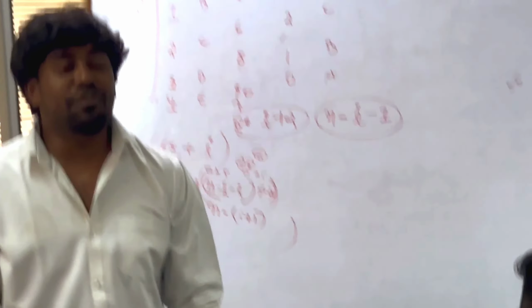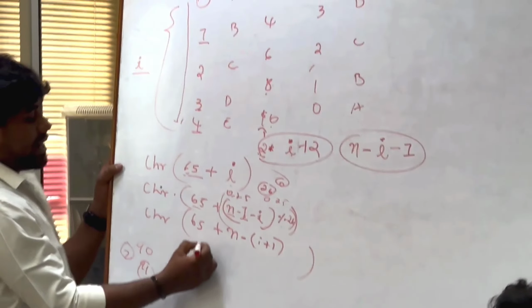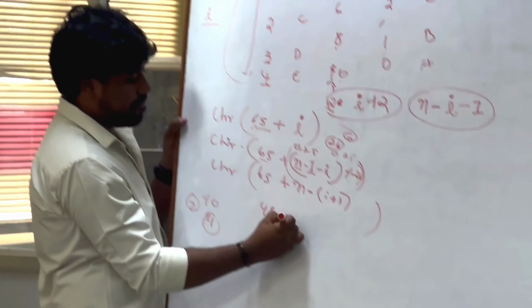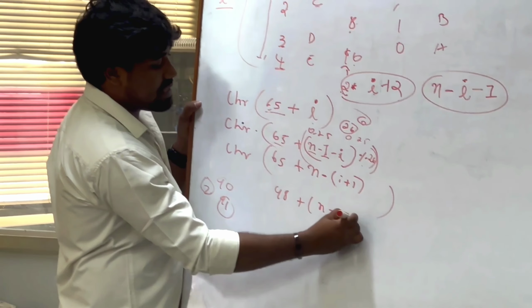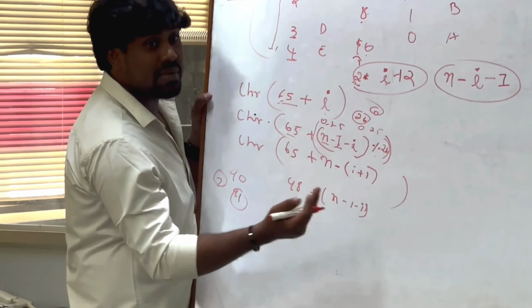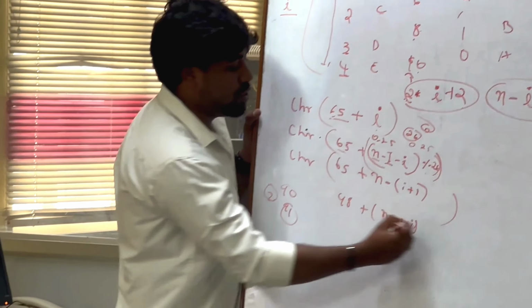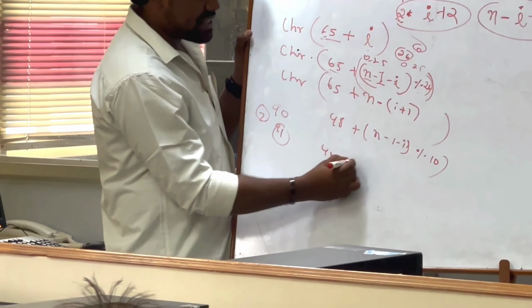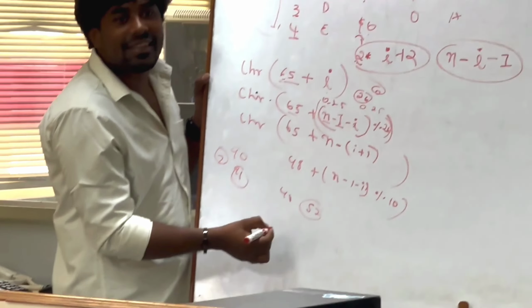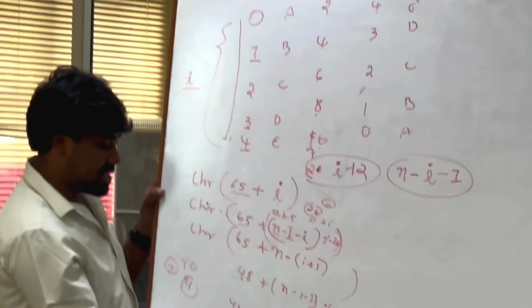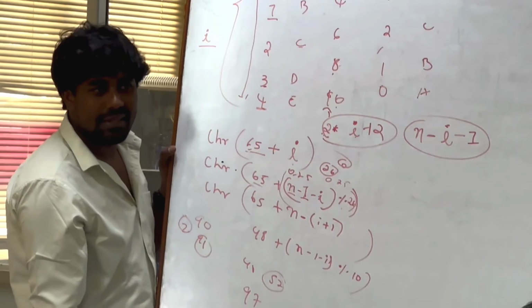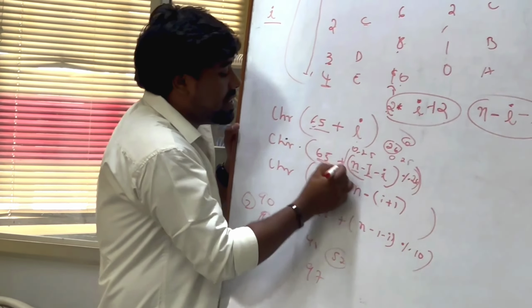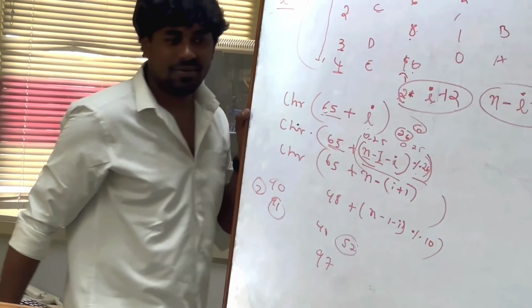If I want numbers, I can write like this: 48 plus n minus 1 minus I. How many numbers are there? Only 10 numbers are there, so you will write modulus of 10. This will give 48 to 57 only. If you want lowercase, you will use 97. So this is where things are changing. That's how it is.